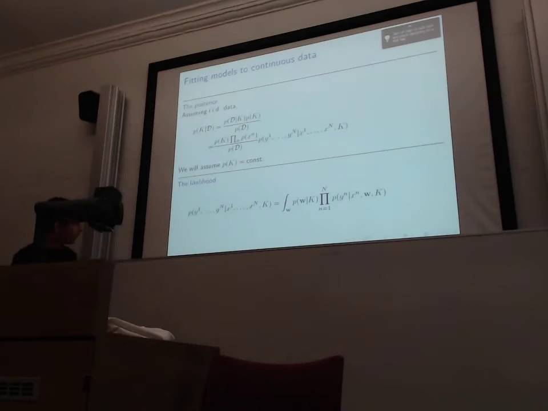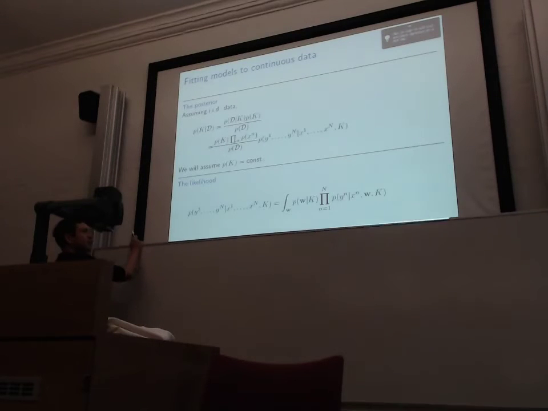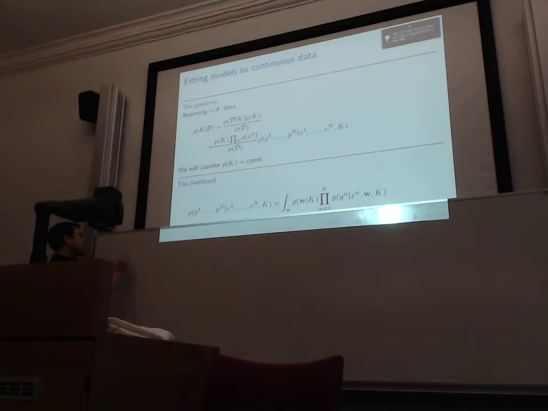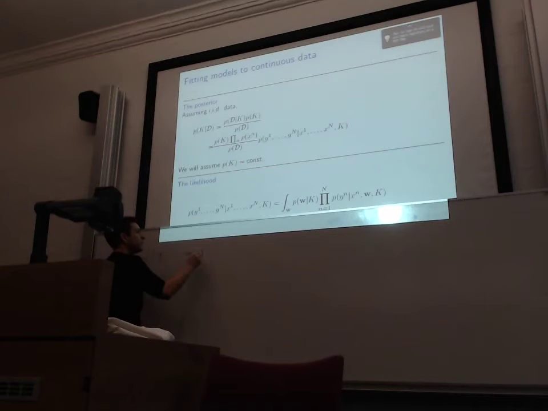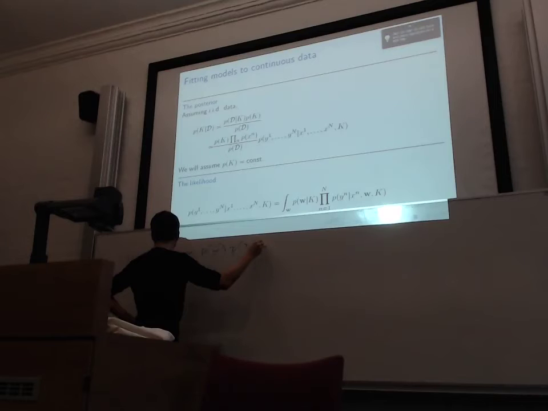One thing that maybe I didn't stress enough is that I'm interested in the posterior of the weights given the data. In the sense that this is going to be proportional to the prior times the probability of the data given the weights.